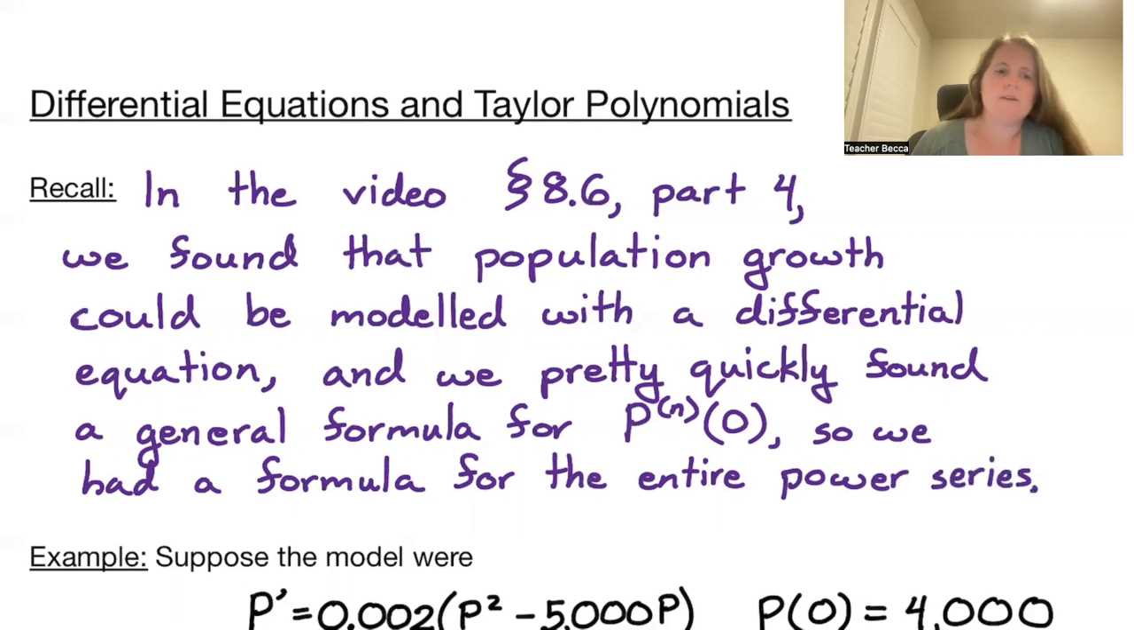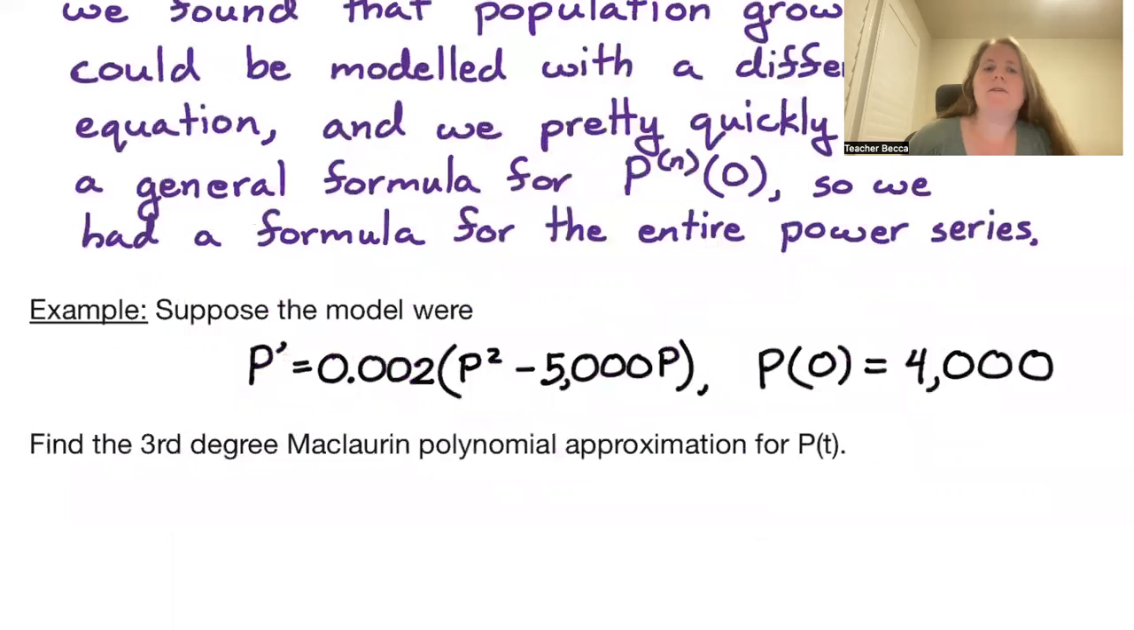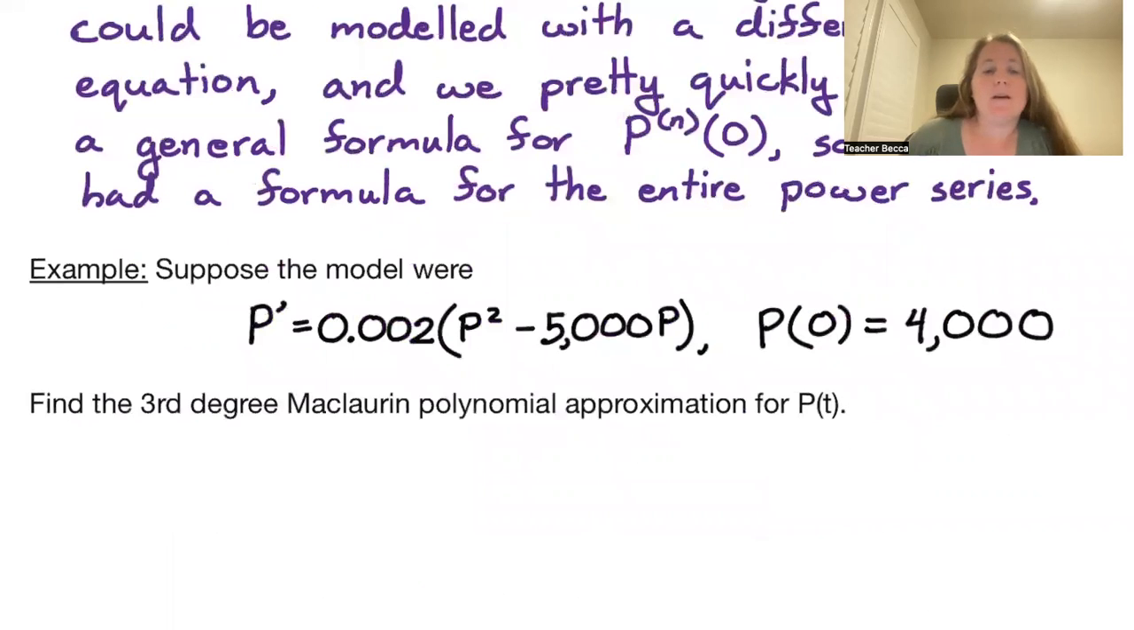But what if instead of that simple p prime equals, what was it, 0.004 times p? What if instead the model were p prime equals 0.002 times, in parentheses, p squared minus 5,000 p, with initial condition p of 0 equals 4,000.